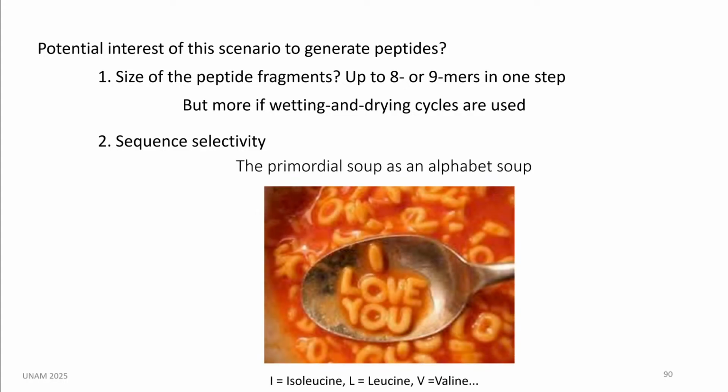And then there is a question of sequence selectivity, because you don't want to make just any peptide. You want to make, let's say, a molecule that can be used as an enzyme, and then it must have a very precise sequence of amino acids. And to understand how likely it is, well, you can view the primordial soup containing different amino acids like an alphabet soup, and imagine that you take one spoonful at random. How likely do you think it is that you would find this? Not very much.